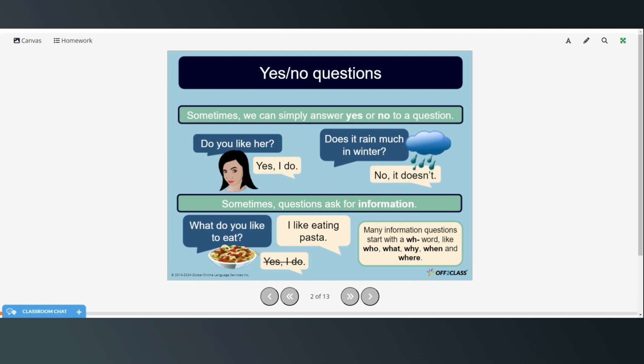So what do you like to eat? So if someone asks you, what do you like to eat? You can't answer, yes, I do, because they want more information about the type of food that you want to eat. So a better answer would be something like, I like eating pasta. And so many information questions will start with a WH word, like who, what, why, when, and where.